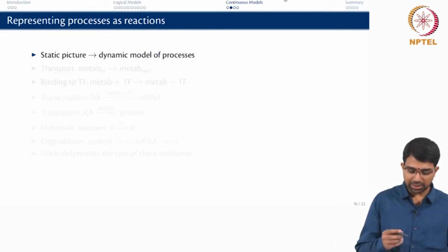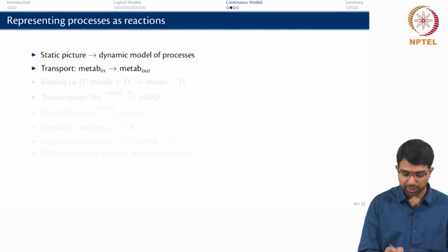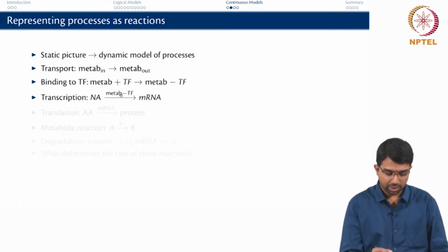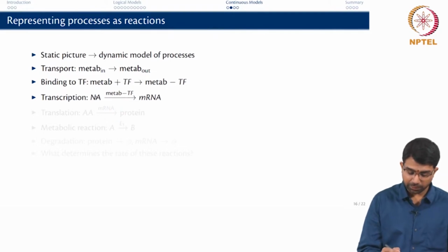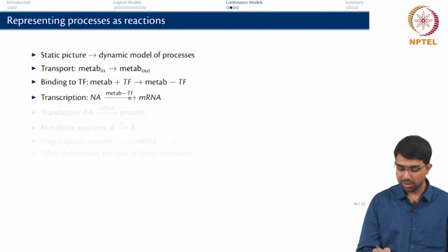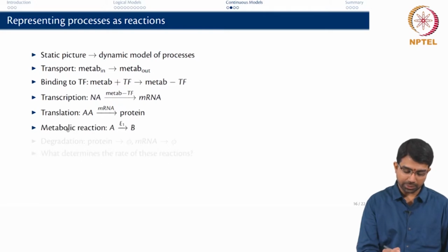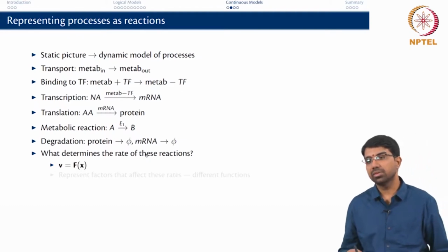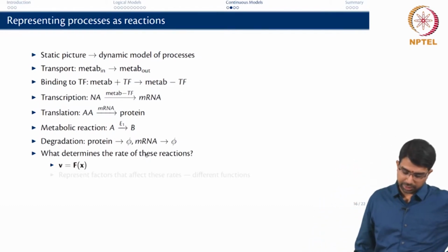So, you need to basically take a static picture and transform it into a dynamic model of processes. So, maybe a transport will look like a reaction of this sort, binding of a metabolite to a transcription factor. Transcription involves the conversion of a nucleic acid to an mRNA in the presence of transcription factor, then translation, amino acids to protein when mRNA is present, and then a metabolic reaction that we are very familiar with. In the presence of an enzyme, A will go to B, then degradation, protein degrades, mRNA degrades, and you can basically write a rate function which captures the rate of all these reactions.